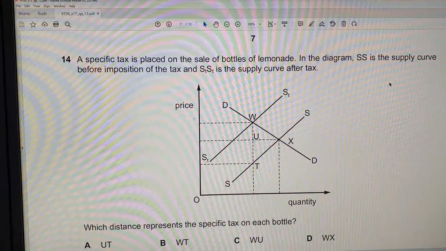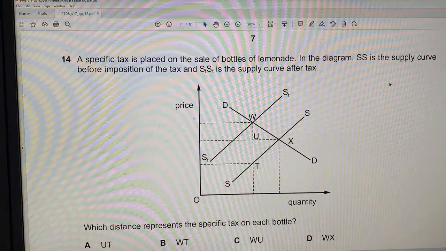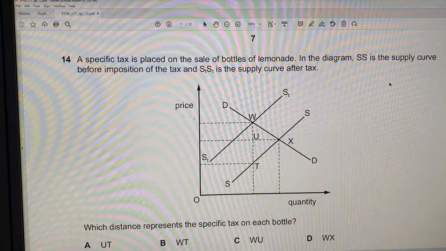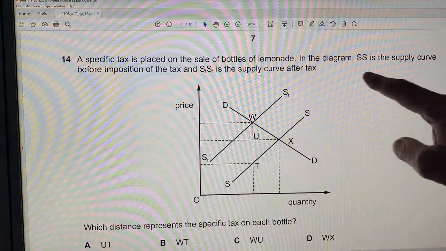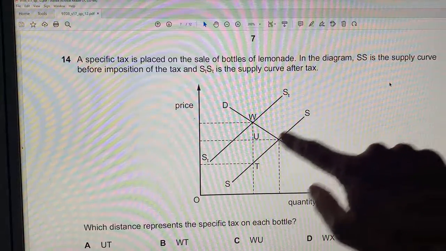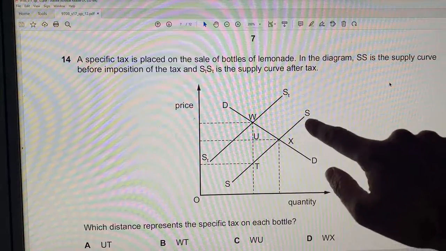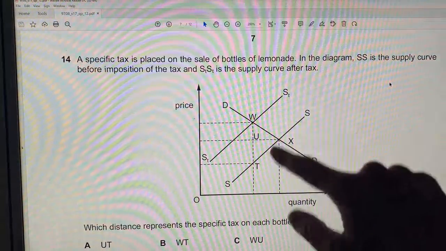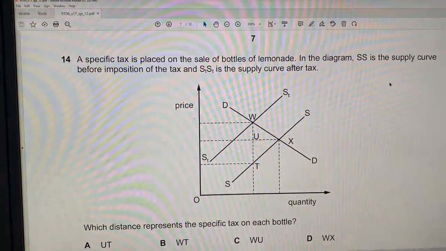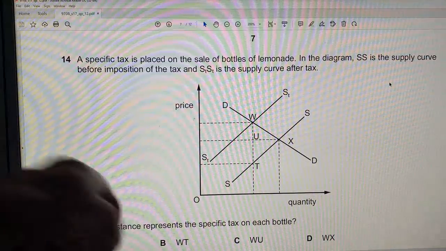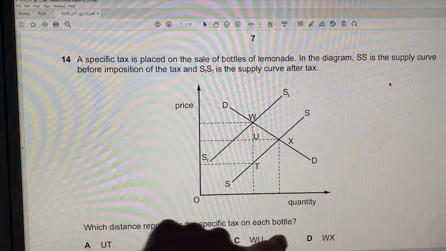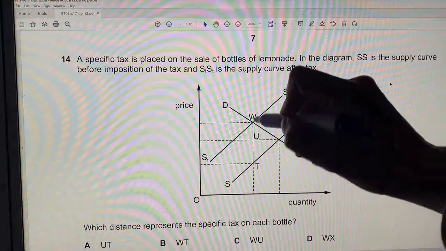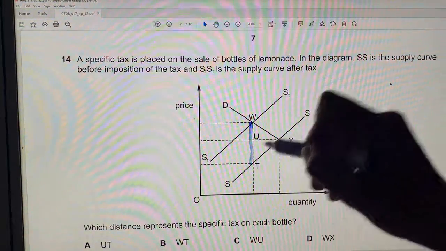Here's question 14. It says there's a specific tax placed on the sale of bottles of lemonade. In the diagram, SS is the supply curve before imposition of the tax, and of course STST is the supply curve after tax. The question is, which distance represents the specific tax on each bottle? Well, this distance is the specific tax.